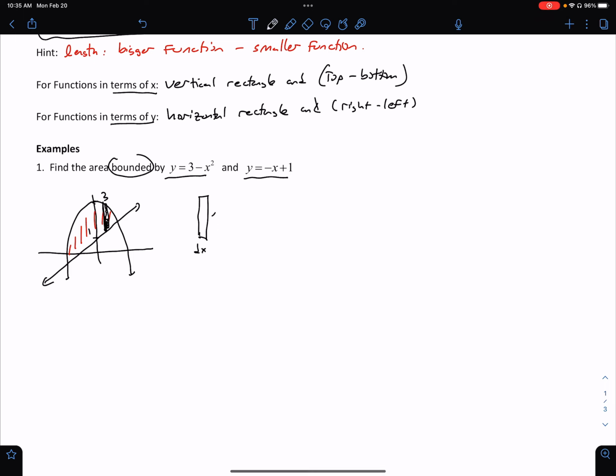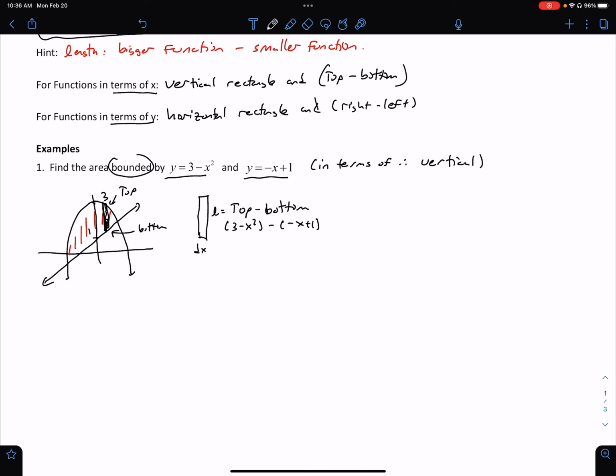But to get the length of our rectangle, because it's a vertical rectangle, notice we are in terms of x. So therefore, we're going to be using a vertical rectangle. So it's going to be top minus the bottom function. Very easy to do. This never changes. Well, what function's on top? There's my top. It's the parabola, 3 minus x squared, minus which function's on the bottom? Well, that is our line, this negative x plus 1.